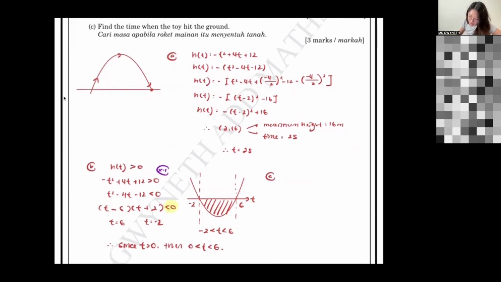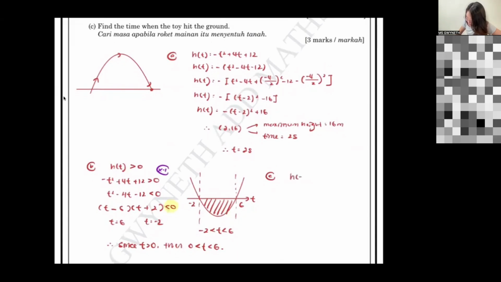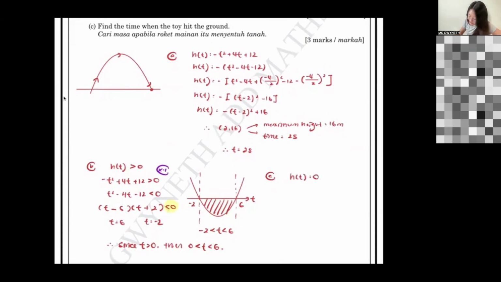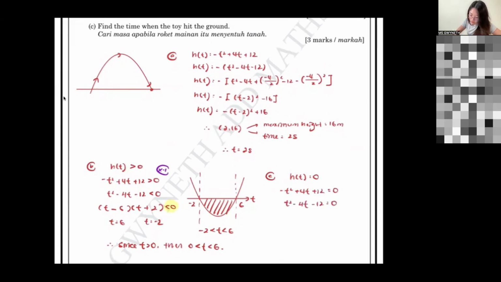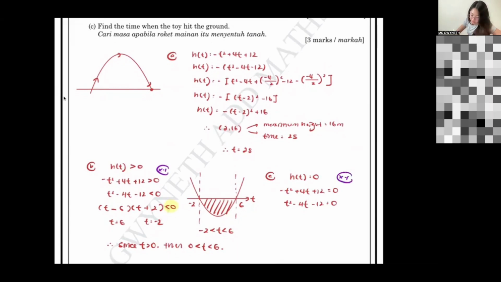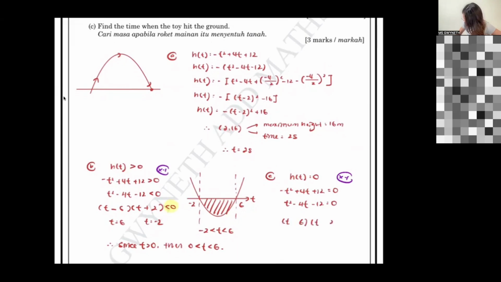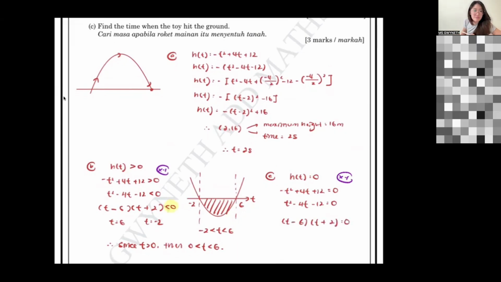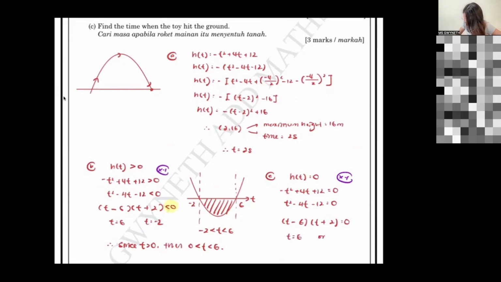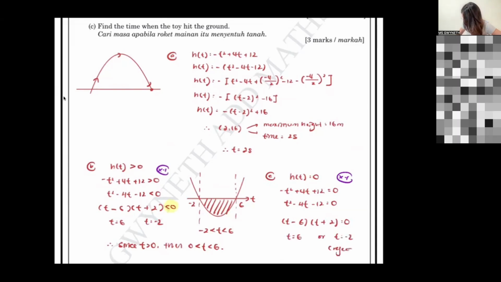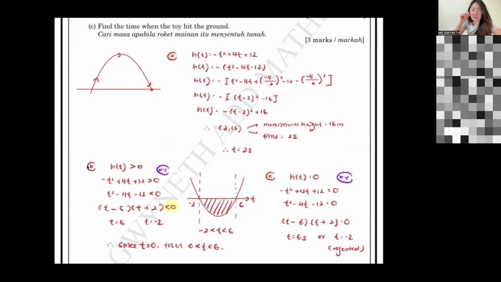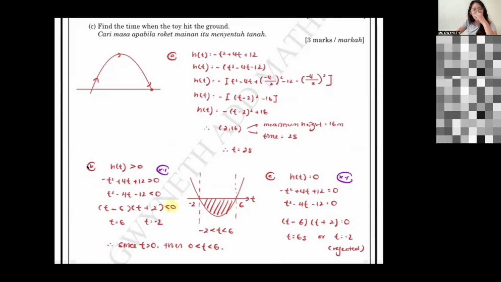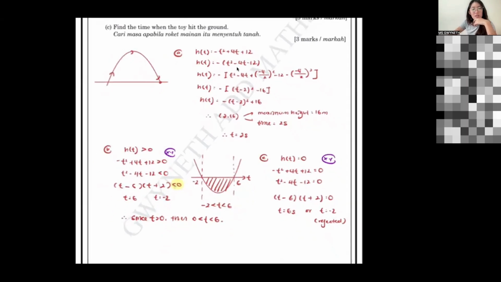Then part c. When the toy hits the ground, find the time. Height is 0, no? Negative t squared plus 4t plus 12 equals 0. So t squared minus 4t minus 12 equals 0. Again, you multiply by negative 1 for factorization. Then (t minus 6)(t plus 2). Then you will find out t is 6, t is negative 2. Again, time cannot be negative. So the answer is, at the 6th second, the toy rocket will drop to the ground. Now, this is a very typical quadratic function question.